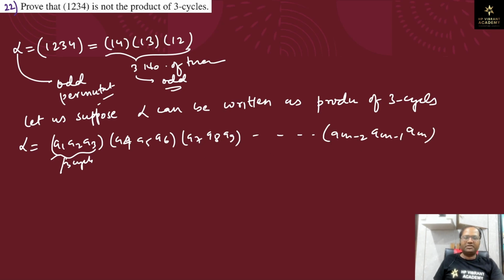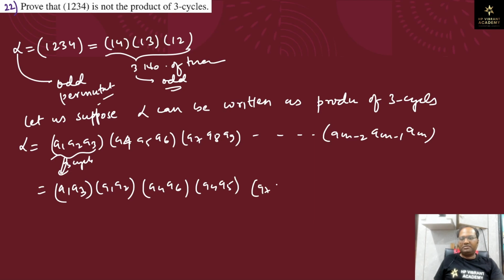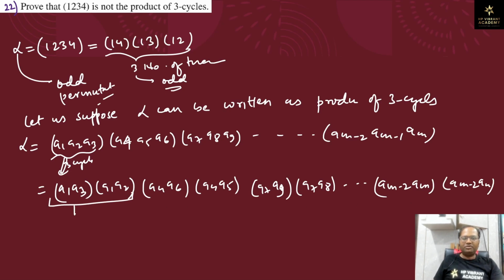Okay, so let us further break this into transpositions. So this is (A1 A3)(A1 A2), like this, (A4 A6)(A4 A5), (A7 A9)(A7 A8), like this. This is (AM-2 AM), this is (AM-2 AM-1). Okay, so this 3 cycle has been broken into an even number of transpositions, that is, 2 transpositions. This is also 2 transpositions.